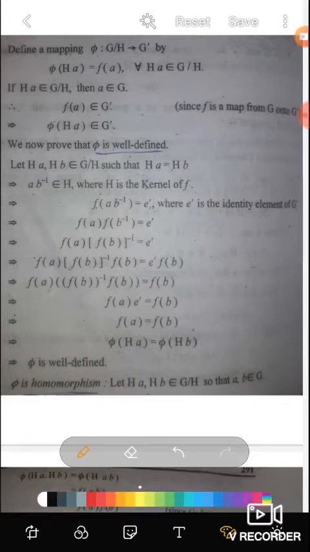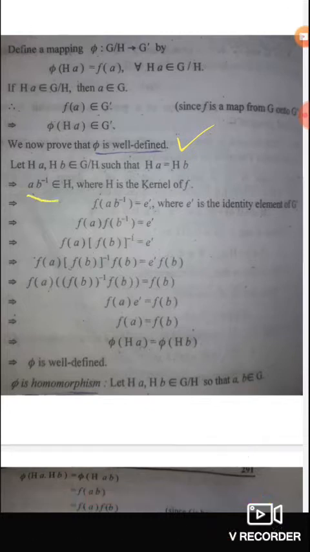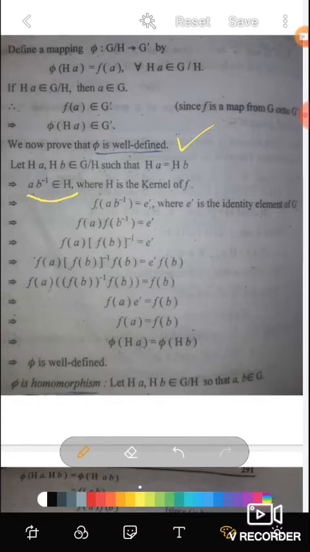Now to prove that this function phi is an isomorphism, first we will show that this is well defined. Now to show this function is well defined, what will we do? We will take an element of the form AB inverse in H.